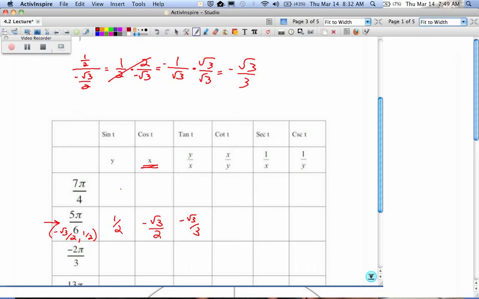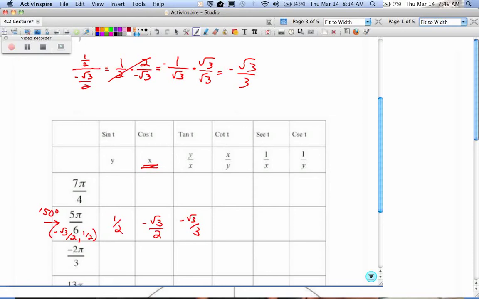So if somebody asked me about tangent of 5 pi over 6, I don't have that memorized. 5 pi over 6, remember, is the same as 150 degrees too. I don't know what tangent is. I would have to go through this work. We're going to just take this across the row.